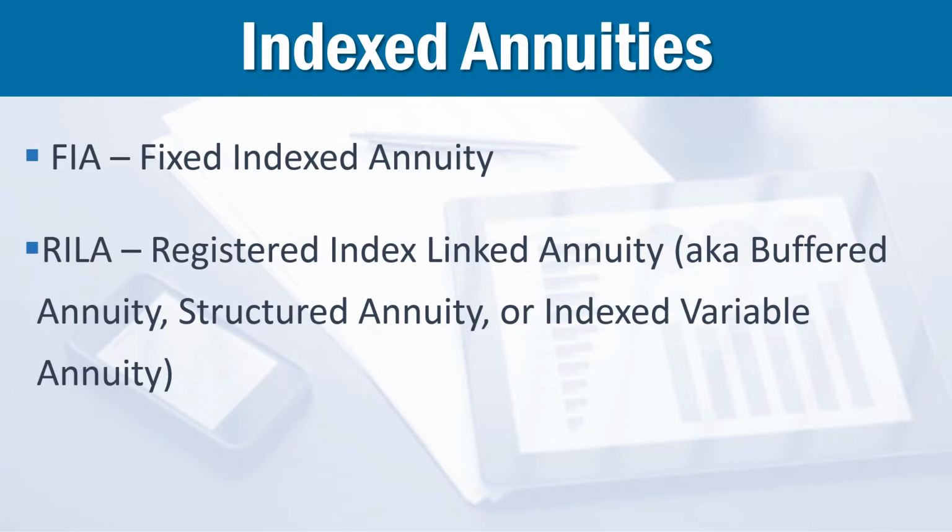Easy for me to say. That's why we use RILA. All right, Registered Index Linked Annuity. This kind of annuity goes by a variety of names, such as buffered annuity, structured annuity, index variable annuity. As you can tell from the names, there are just a lot of variations on these investments.